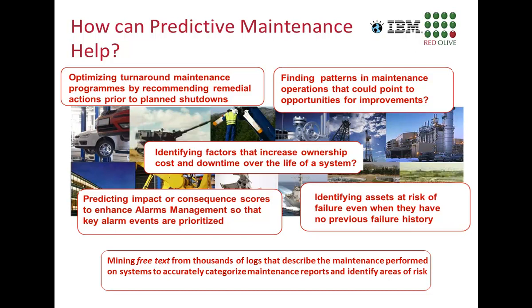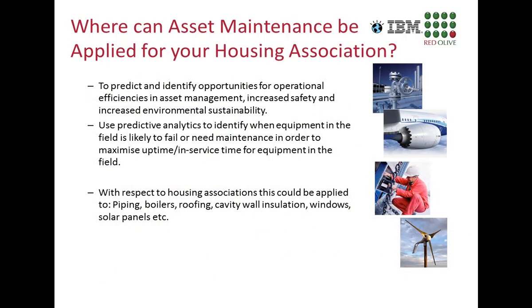So there's lots of application areas, as you can see, around predictive maintenance, but I am also very aware that I'm running out of a little bit of time, so I'm going to move on to try and get towards the demonstration. So where asset maintenance can be applied for your housing association: to predict and identify opportunities for operational efficiencies in asset management, increase safety and increase environmental sustainability. So very similar to what I was talking about in terms of understanding your assets' conditions, such as the boilers, maybe insulation, whether it be roofing, could be solar panels, increasing those environmental factors for the future, but having those strategies in place to do so to increase the amount of money over a certain amount of time.